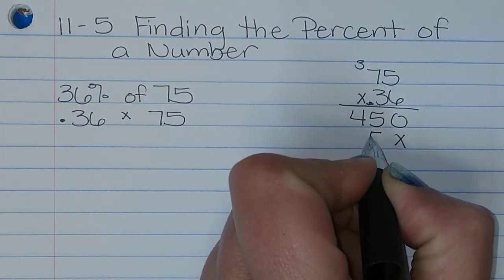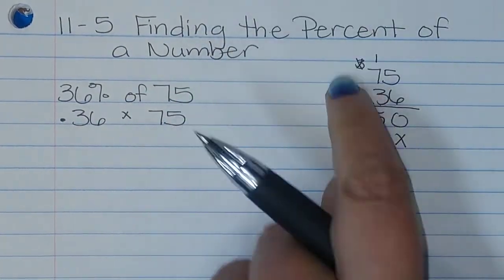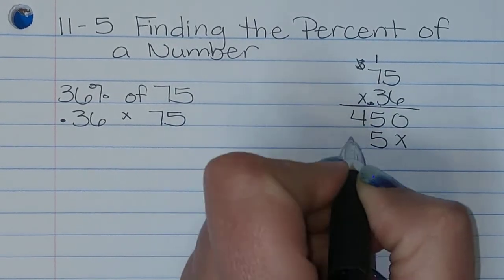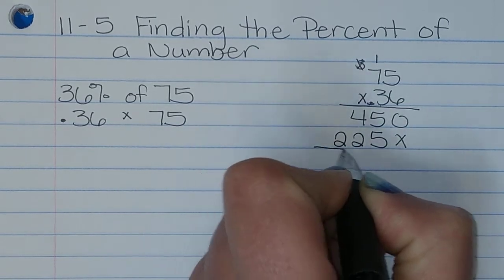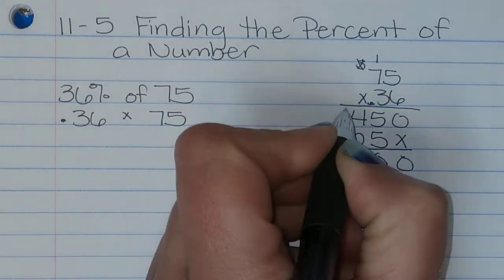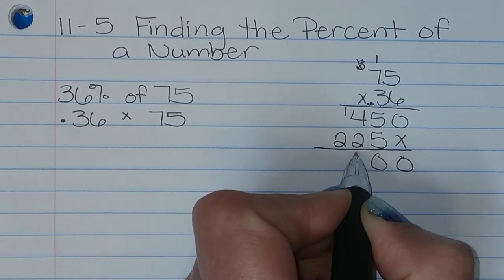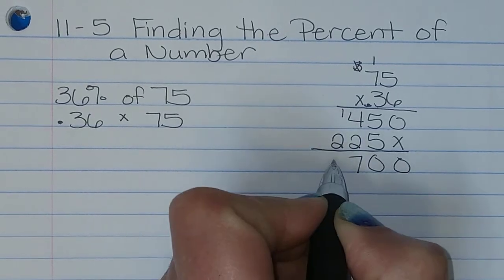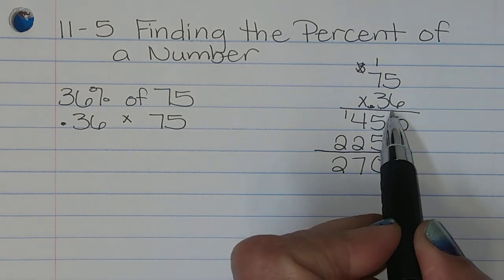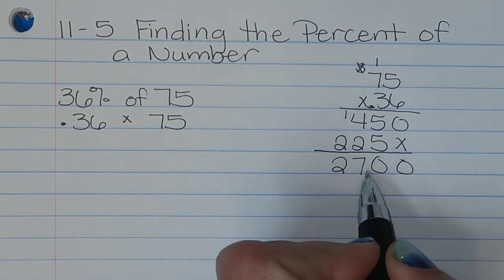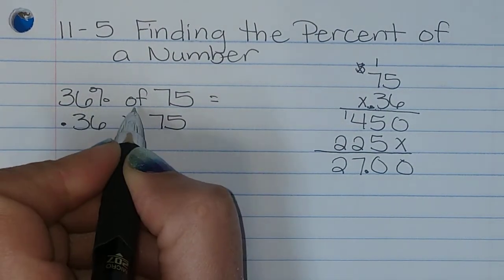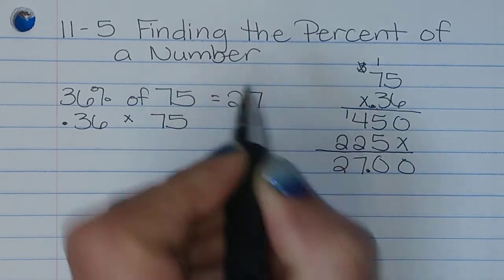3 times 5 is 15. Regroup the 1. I tend to cross out that number. 3 times 7 is 21, plus our 1 is 22. Now we add. 0 plus nothing is 0. 5 plus 5 is 10. Regroup. 1 plus 4 plus 2 is 7. And 2 plus nothing is 2. Now we need to move our decimal places over. We have 2 decimal places. Move it over once, twice. So I can see that my final answer, 36% of 75, is 27.